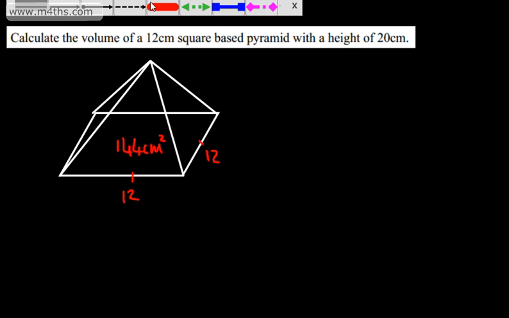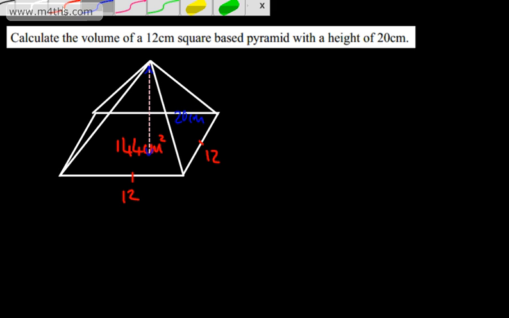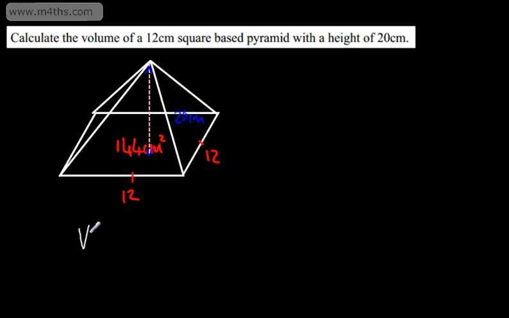So if I go ahead and put the height on this, that is the perpendicular height, and that is going to be 20. This height right here, from the base to the top just there, is going to be 20 centimeters. So all we're going to do is simply write out that the volume is 1/3 times the base, which is 144. And then from here, we're going to multiply this by the perpendicular height, which is 20. All of these are in centimeters, so we can now give our answer in centimeters cubed.